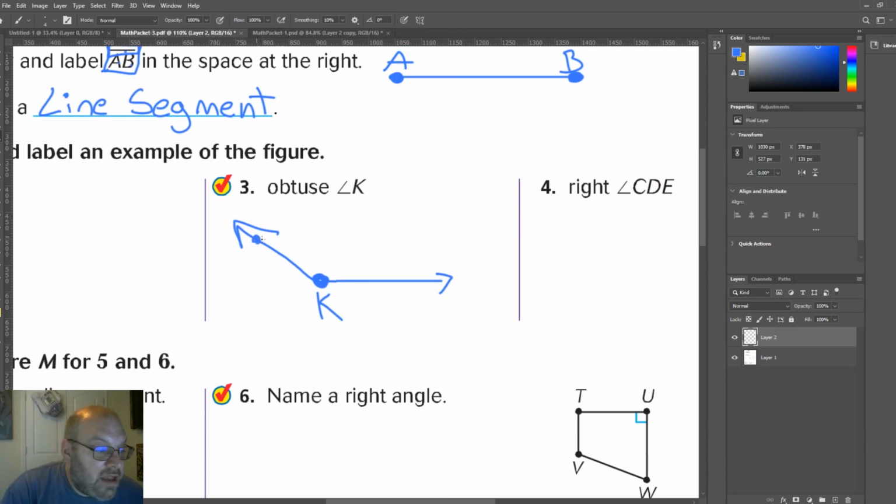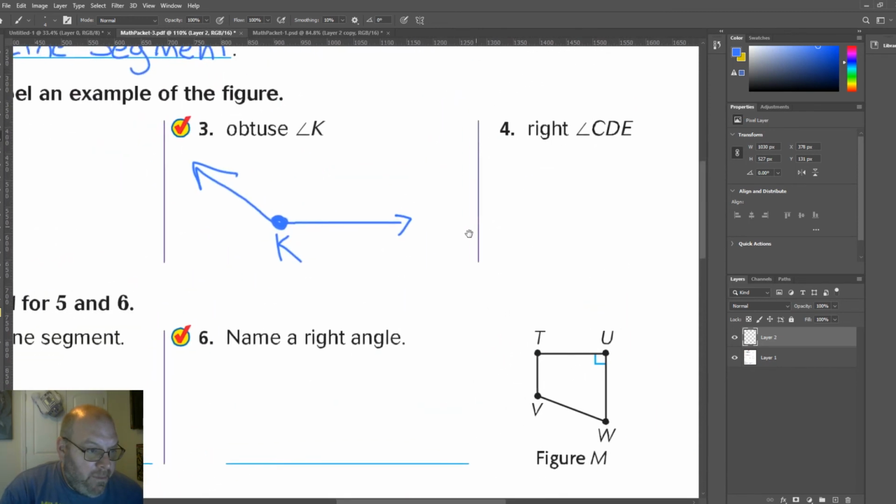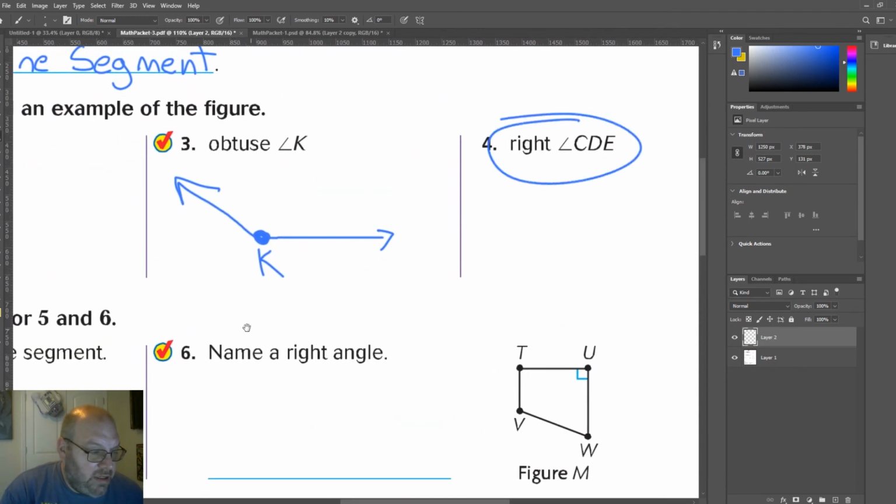Now, I don't know what these other points are. You can give me a couple other points, L and B. That's fine, because that's still obtuse angle K, because it's talking about the vertex K. Or you don't have to give me points. This is obtuse angle K. You can do that.